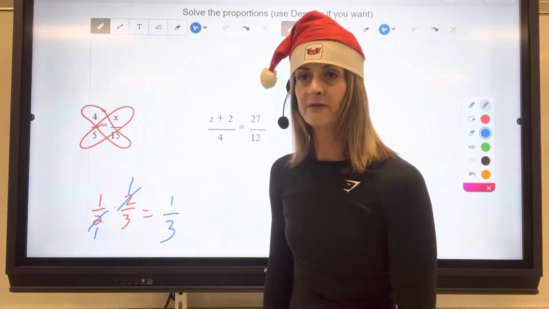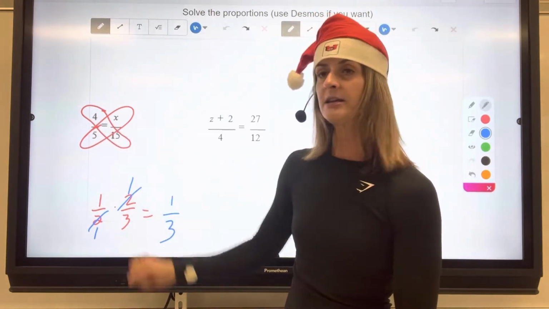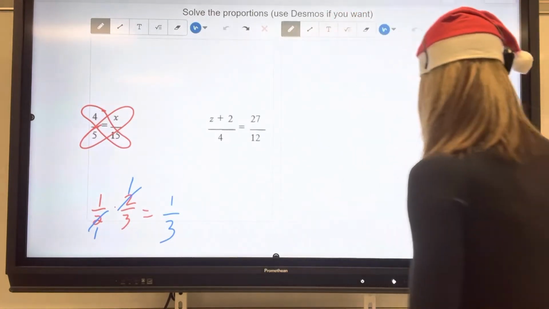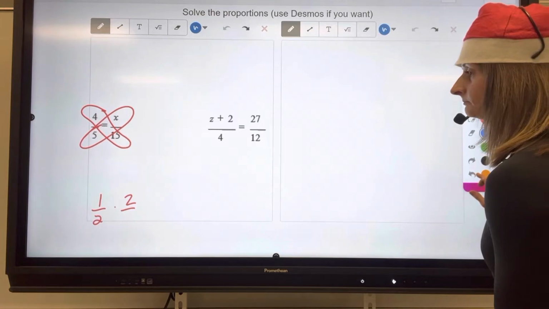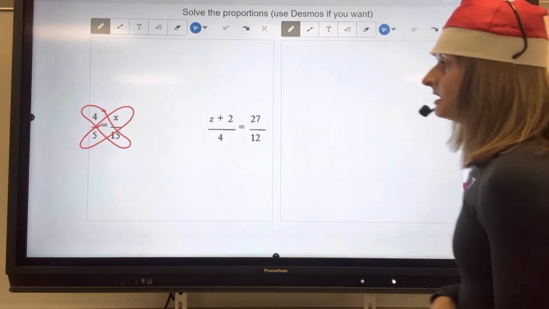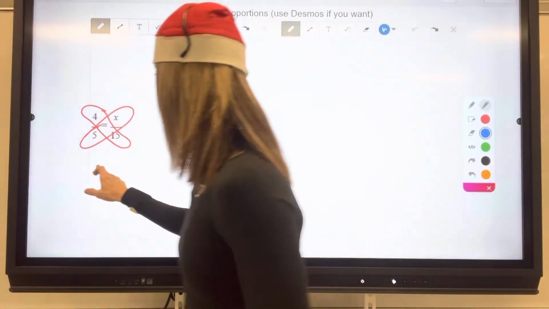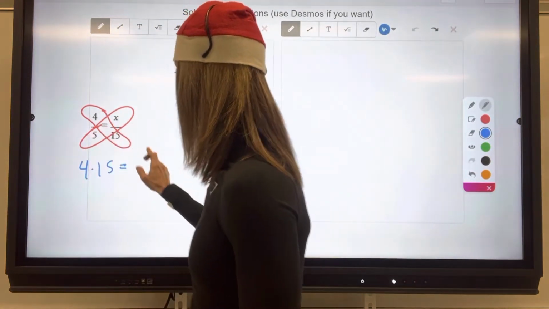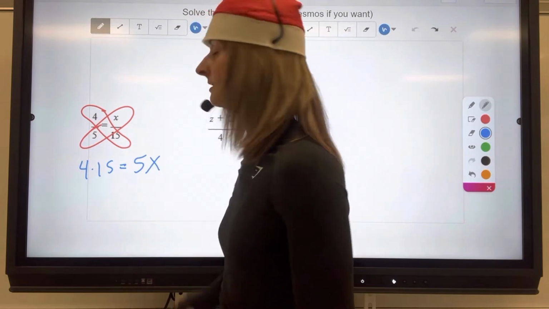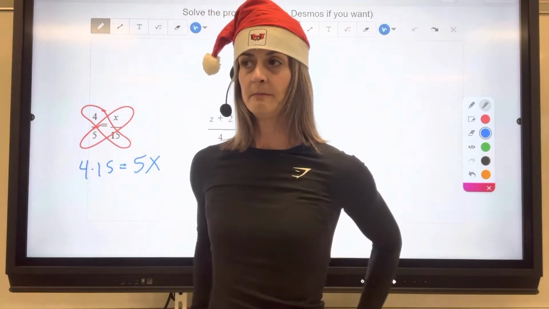We're not multiplying fractions here. We've got a proportion. We've got an equal sign in between. So, backing up here. 4 times 15 equals 5 times x. Now, is everybody okay with that?